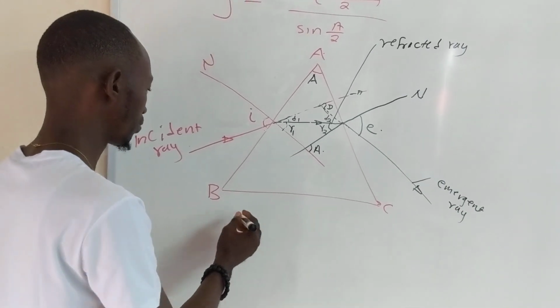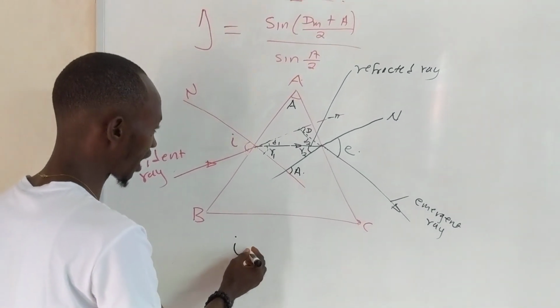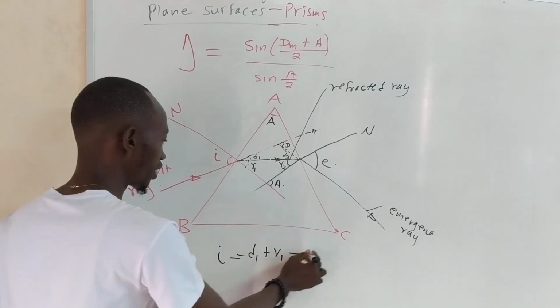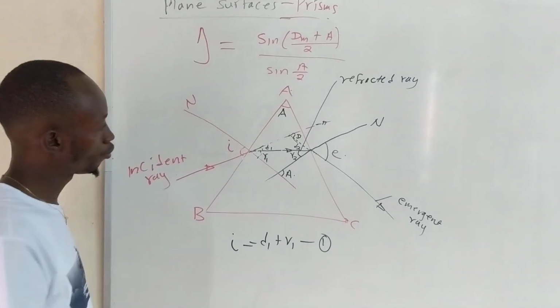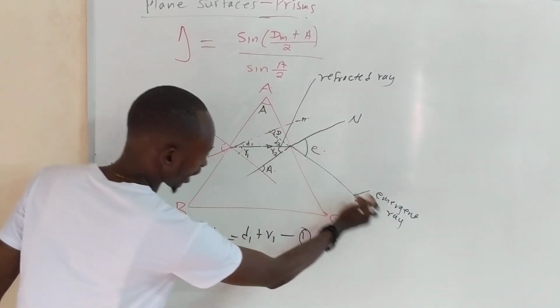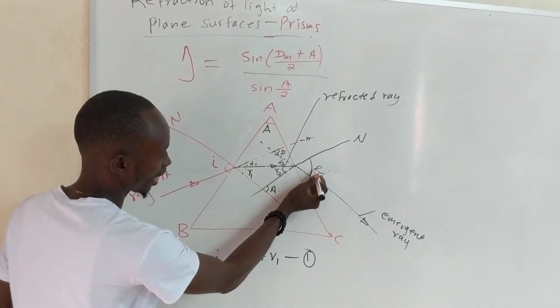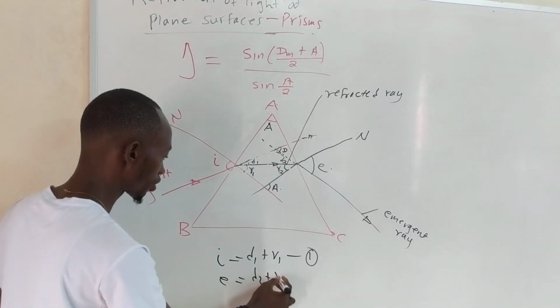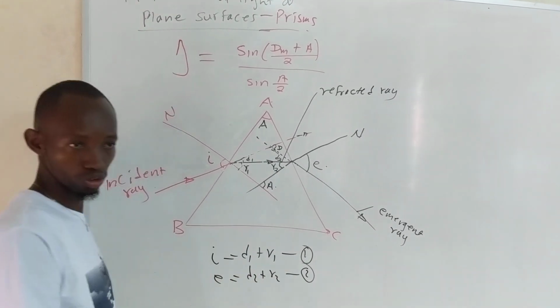So in geometry, angle I, the incident angle, equals D1, which is this, plus R1, which is this. Let's call it equation 1. If you look again, the emergent angle that leaves, this line intersects this other line. You can see it, right? That E equals D2 plus R2. This gives us equation 2.